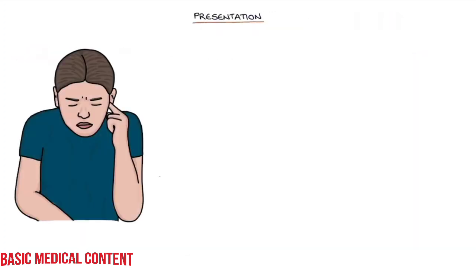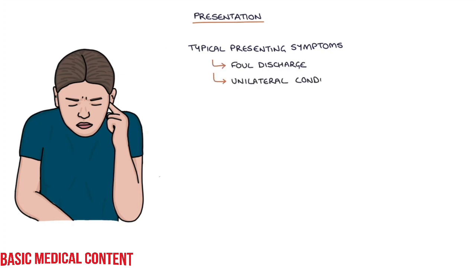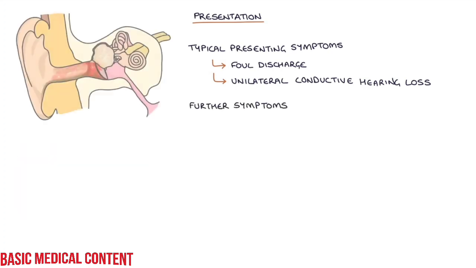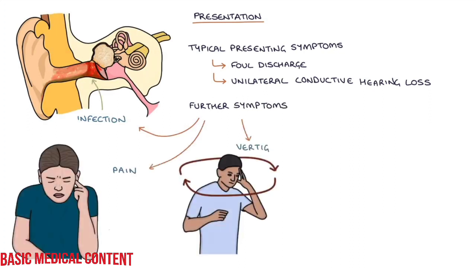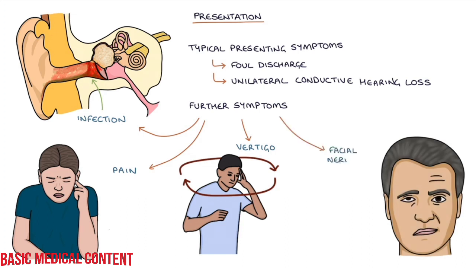Let's talk about the presentation. There are two typical presenting symptoms to remember, and these are a foul discharge from the ear and unilateral conductive hearing loss. As the cholesteatoma continues to expand into the surrounding spaces and tissues, further symptoms may develop, which include infection, pain, vertigo, and facial nerve palsy.